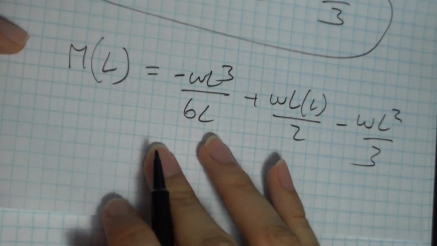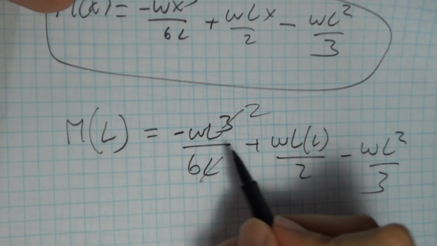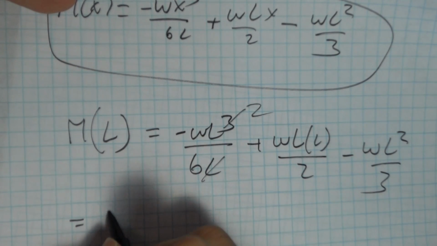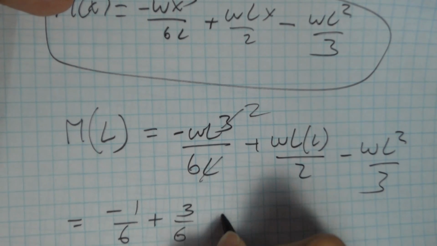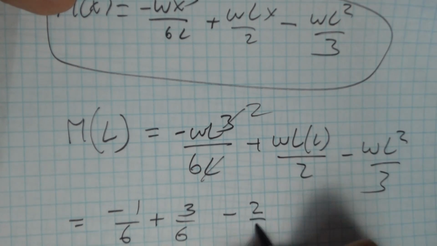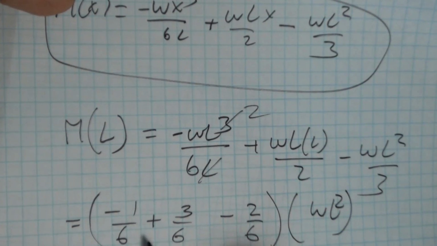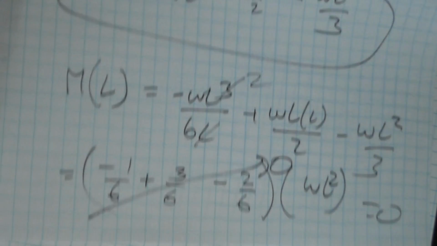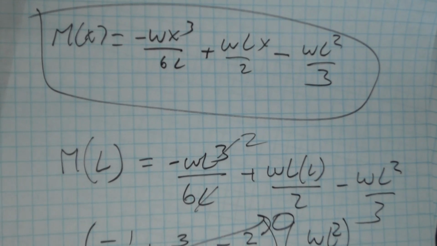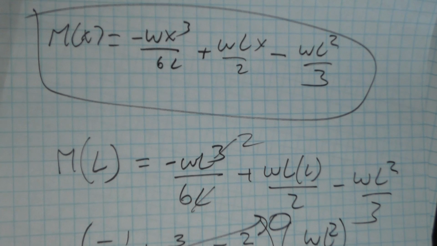And if I do this, it's going to cancel out. Everything's in terms of WL squared. And I get negative 1 over 6 plus 3 over 6 minus 2 over 6 WL squared. And this goes to 0. I get 0. And that is good. So everything is good. Okay, so that is your moment equation.